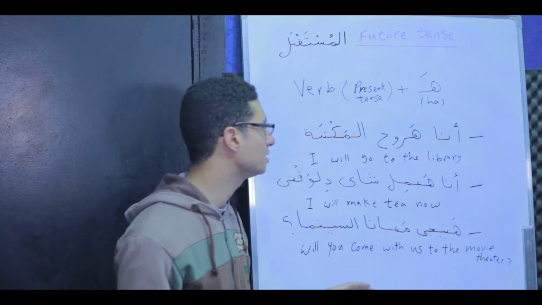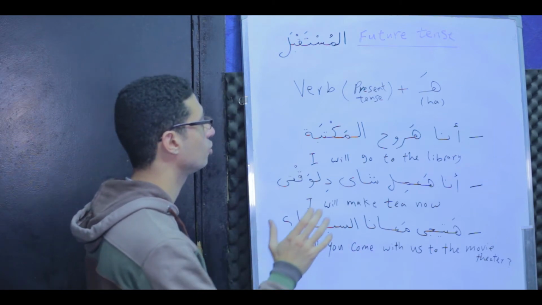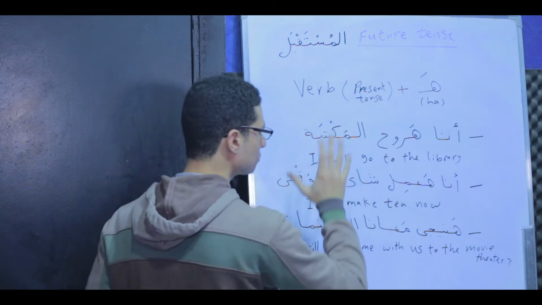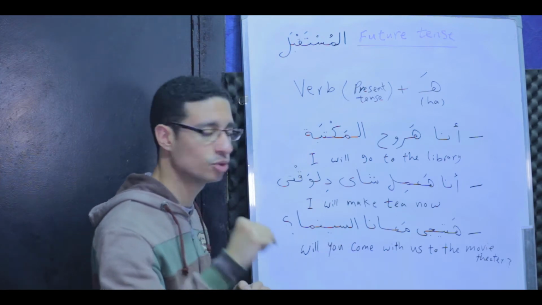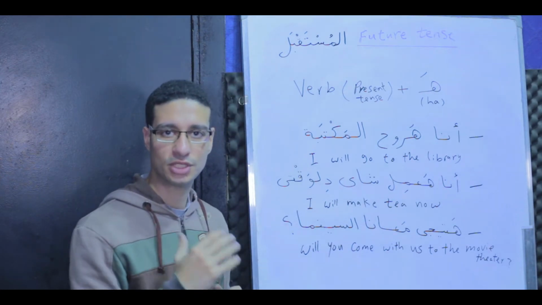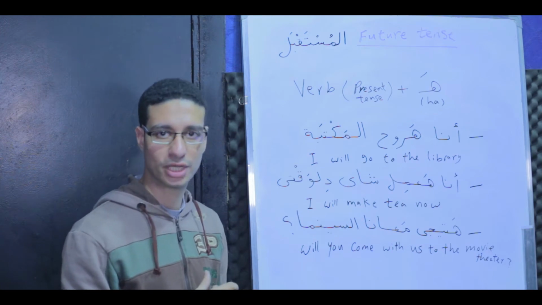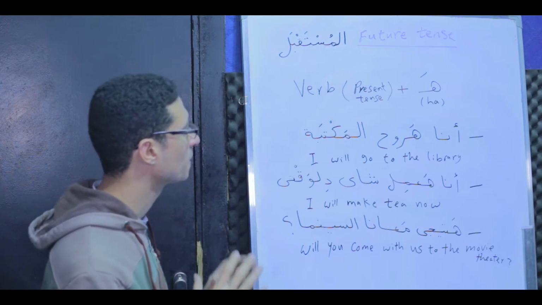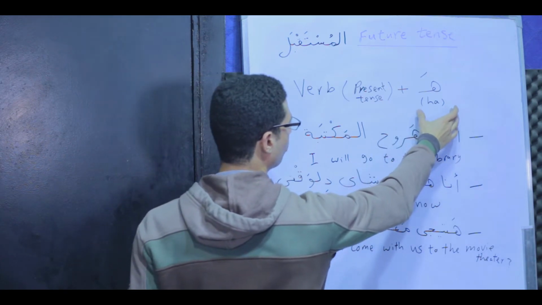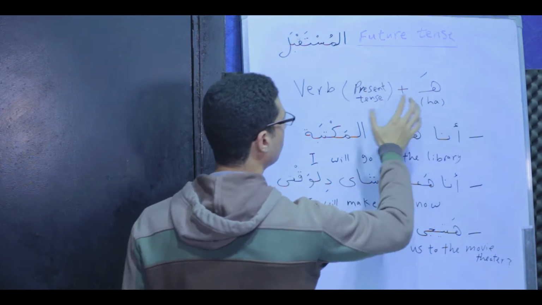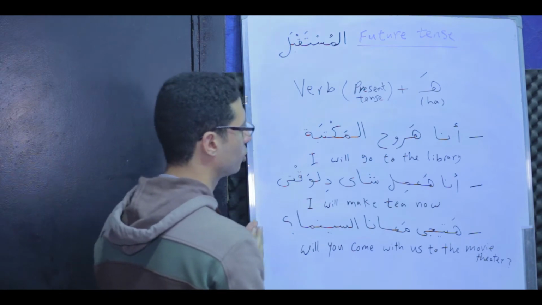Today we are going to study the future tense in Egyptian dialect. It's very easy and very simple if you're familiar with the present tense verb conjugation in Egyptian dialect, and I will put the link for our previous video for the present tense verb conjugation at the end of this video. So let's start. It's just putting the prefix ha before the verb in the present tense.